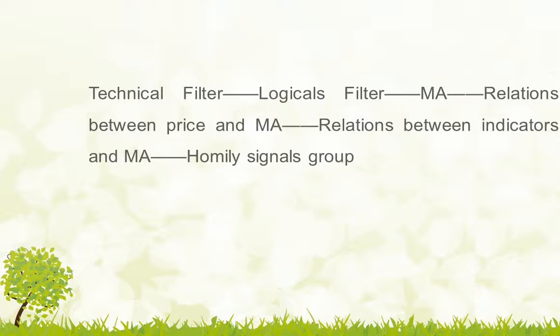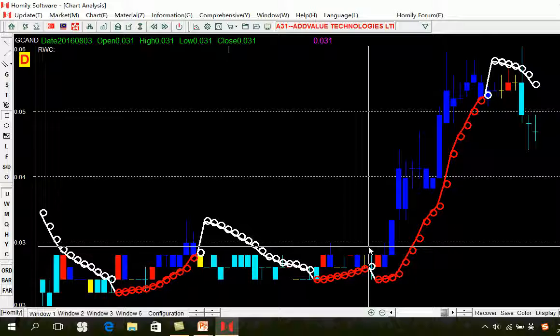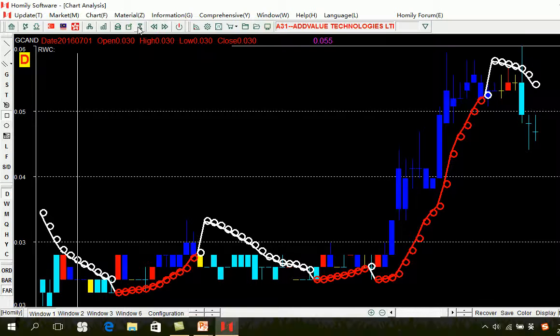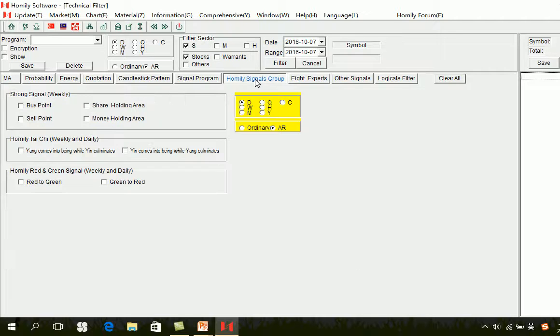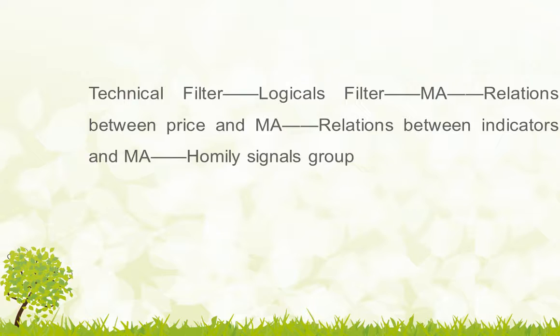The first one is the technical filter. The next one is the logical filter: moving average, relations between price and moving average, relations between indicators and moving average, and the homely signal group. So if you do some filtering, you will need to use this information. Okay, so let's do this one. Click technical filter, and you will use the moving average, the relation between moving average and price, the relation between indicators and moving average, and the homely signal group. Okay, so how to do that?